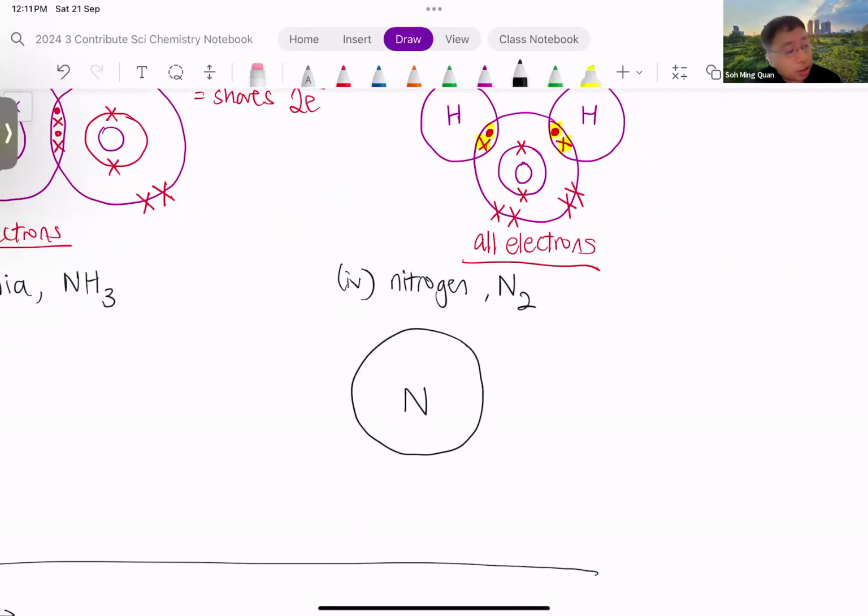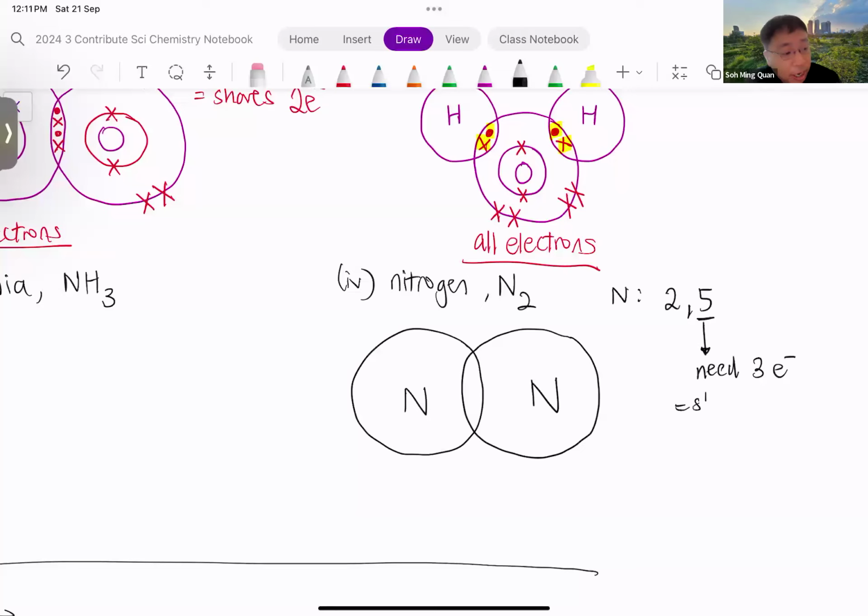There are 2 nitrogens, so there's nothing in the center, right? It's just 2 nitrogens. But you need to decide, nitrogen has 7 electrons, so it's 2, 5. So if it's 2, 5, there are 5 electrons in the outermost shell. So how do you go from 5 to 8? To go from 5 to 8, you need 3 more electrons, right? If you need 3 more electrons, it shares 3 electrons.